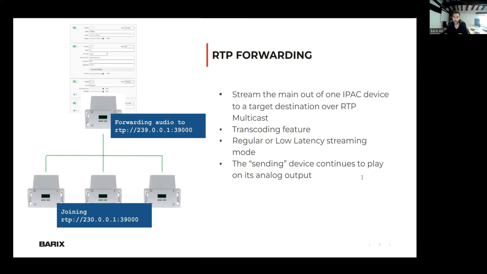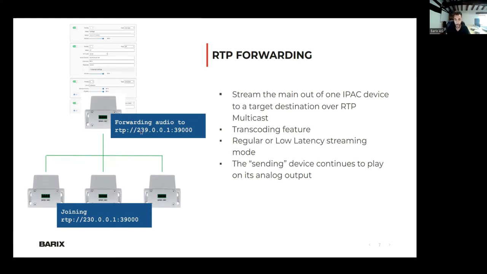Other IP audio client devices are simple RTP endpoints. So they will have the RTP source configured to join the same group that is forwarded by the IPAC sending device. Important to note is that the device that is forwarding the traffic, the audio, is also subscribing to the same multicast group to play it from itself. So basically it becomes a client of itself. This is to ensure that also its analog output is in sync with the other devices.